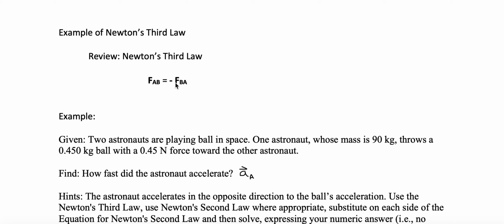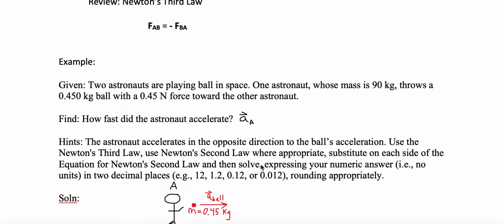We're given two astronauts playing ball in space. One astronaut, whose mass is 90 kilograms, throws a 0.45 kilogram ball with a 0.45 Newton force toward the other astronaut. How fast did the astronaut accelerate is what we want to find. So we're looking for acceleration a, sub capital A, for astronaut.